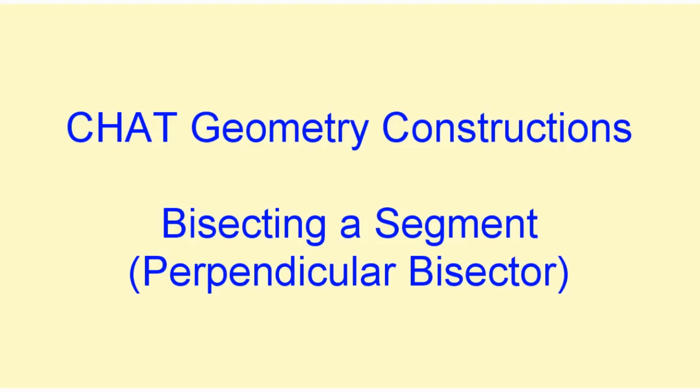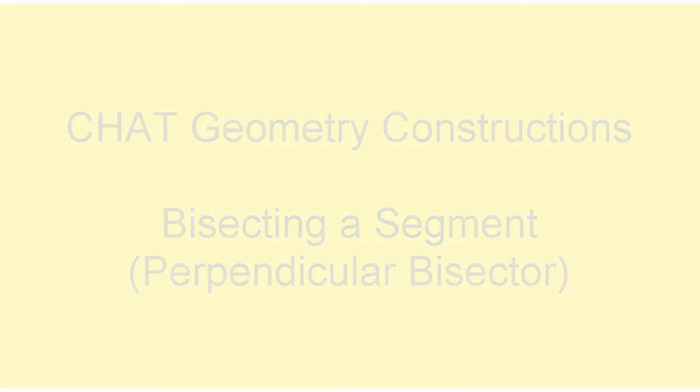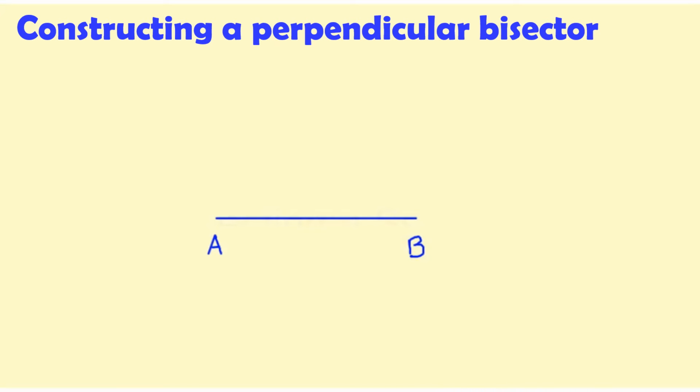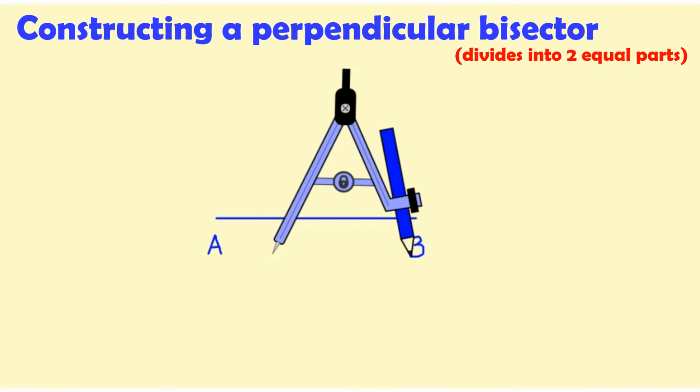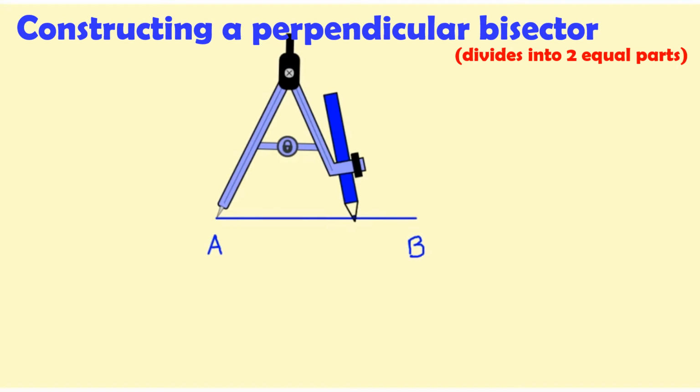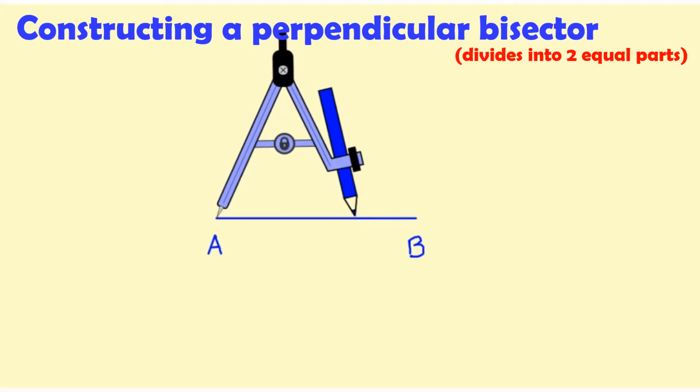So now let us construct a perpendicular bisector. In here, given line segment AB, we are going to bisect it. The word bisector means it divides the segment into two equal parts. So using your compass, set your compass at point A and then open your compass more than half of your line segment AB.